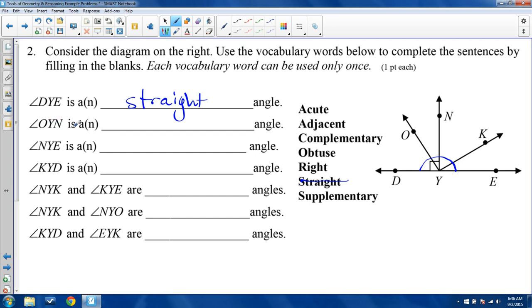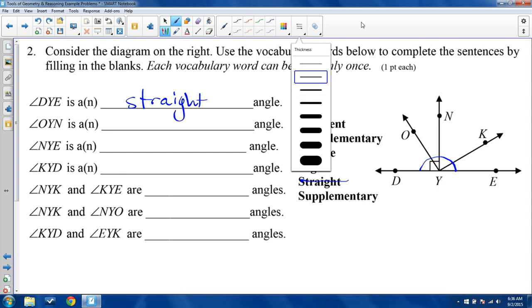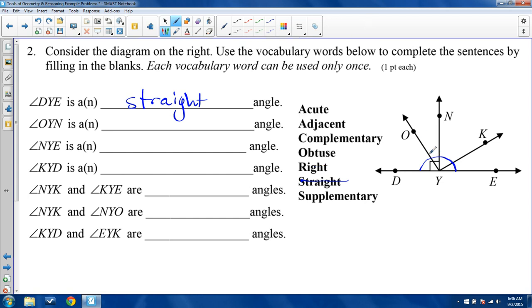Angle OYN. OYN, let's see. O, from O through Y to, oh, there it is, right there. So this angle right here, it's a small one. As you can see, here's a 90-degree angle. This ray goes through, so it's less than 90 degrees. And it looks like with this, we're trying to find something out with acute. There it is. That's an acute angle. An acute angle is between 0 degrees and 90 degrees.